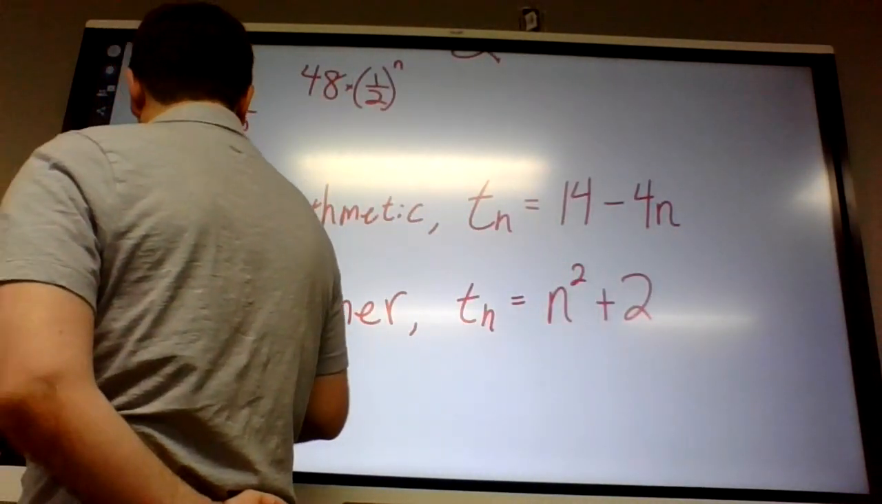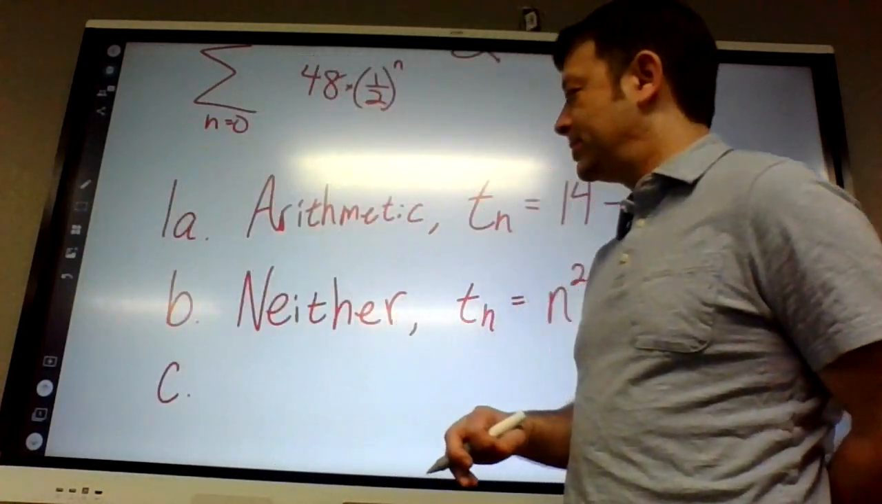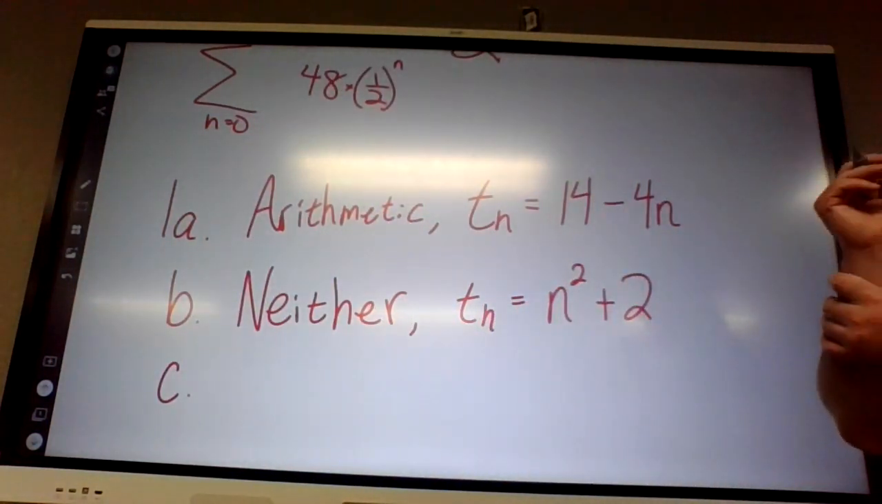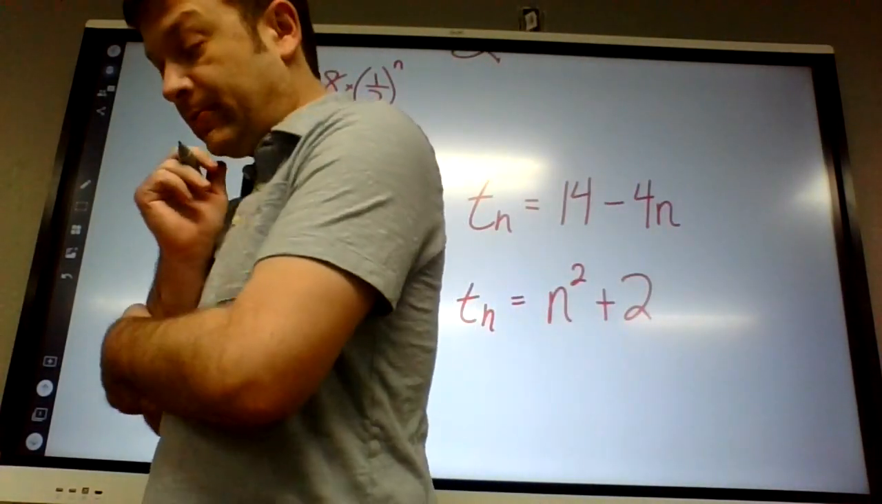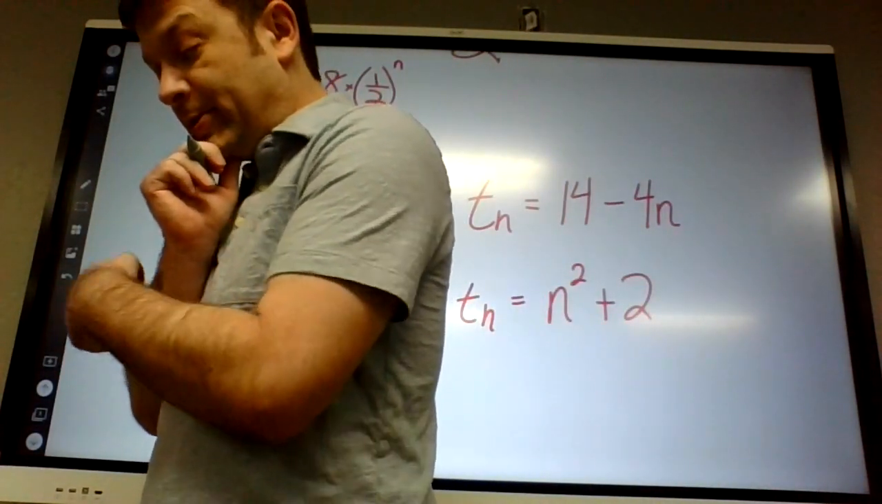Kind of a weird fact about square numbers. They increase by like an odd number every time, a consecutive odd number.